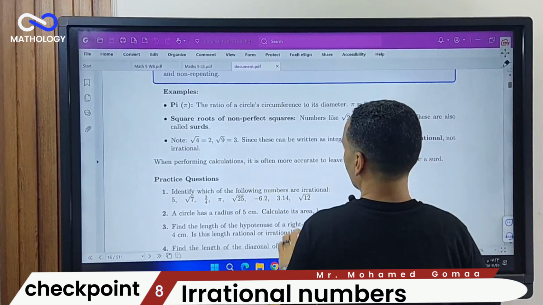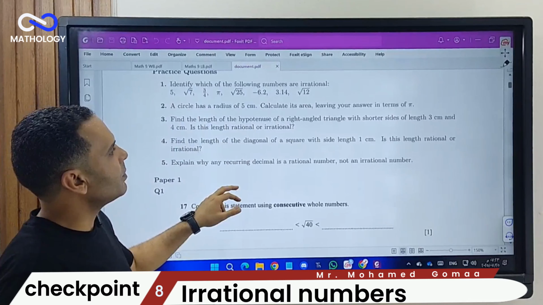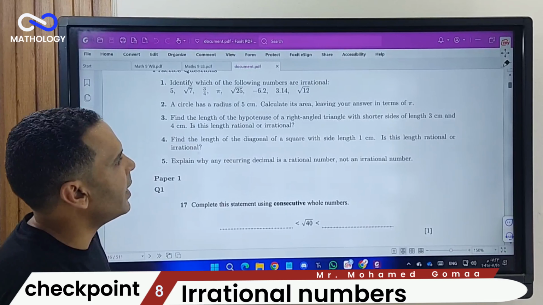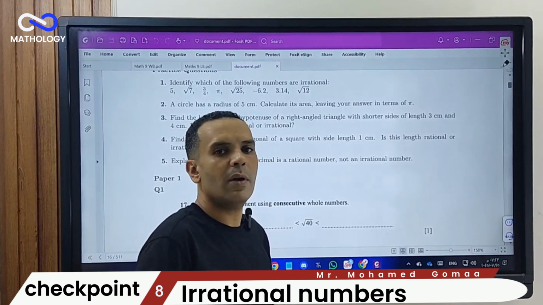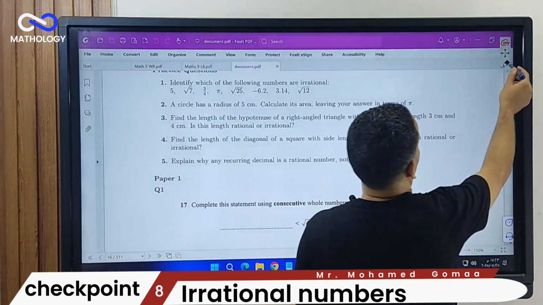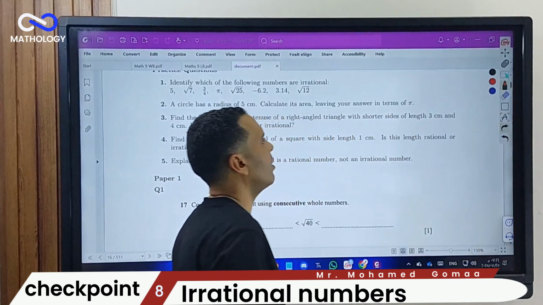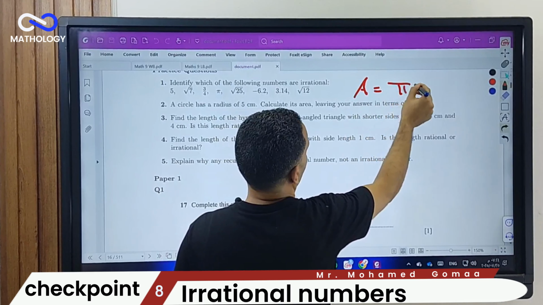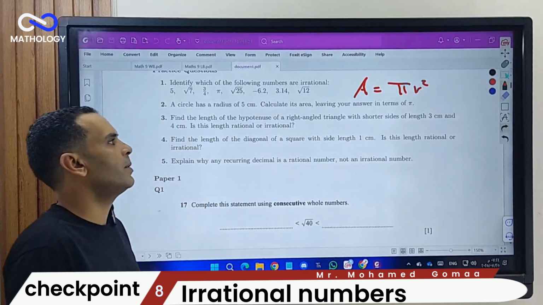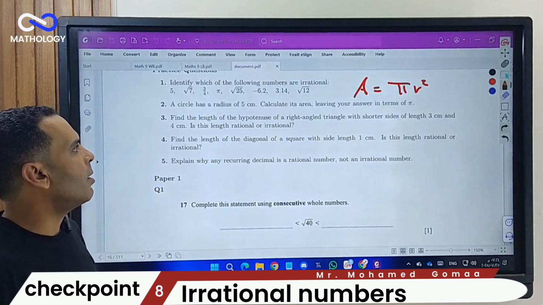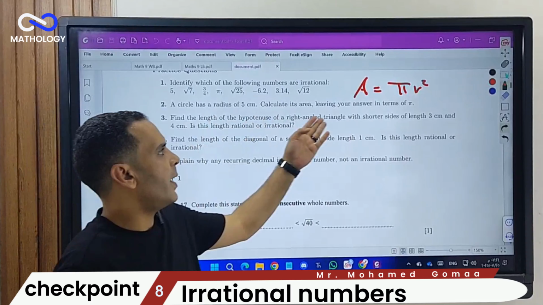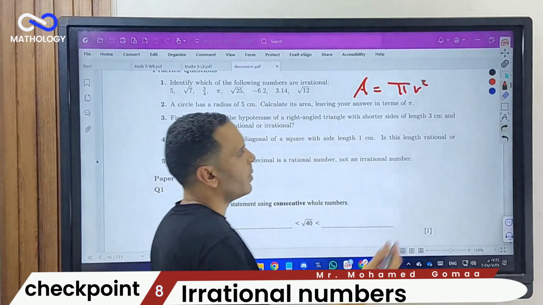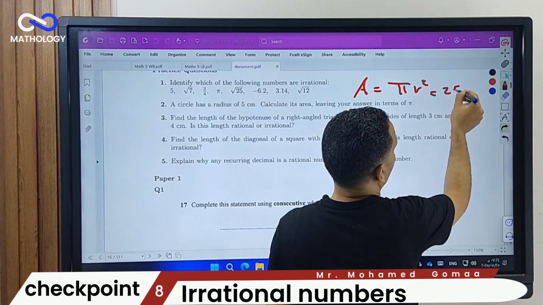Practice. A circle has a radius of 5. Calculate its area, leaving your answer in terms of pi. Pi is irrational. To get the area of the circle, you have to remember this rule, pi r squared. If you know the radius, it will be easy to get the area or the circumference. Calculate the area by r squared. That means 5 power 2, 5 multiplied by 5, equals 25. It will be 25 pi.